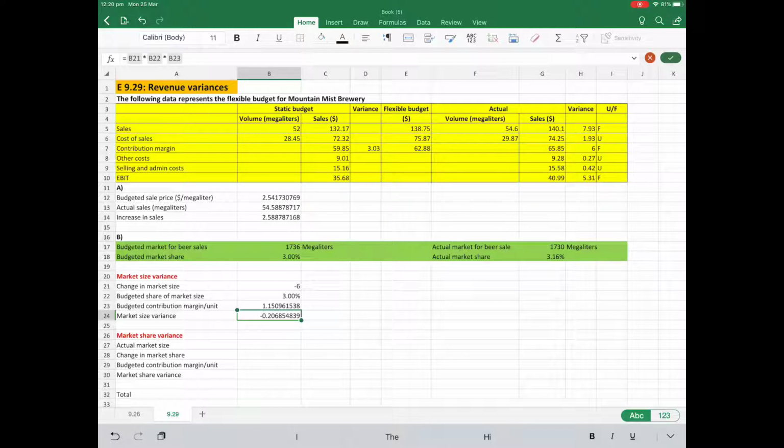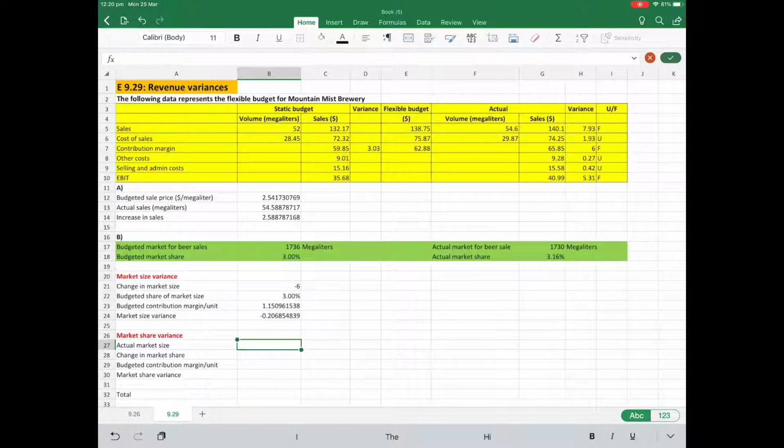Now, that means if everything remained the same, when the market size changes in an unfavorable trend, then we will share that trend. So if the whole market decreases by 6 megaliters, then we will share that. We will share that by reducing our contribution margin by 0.2 million, okay.